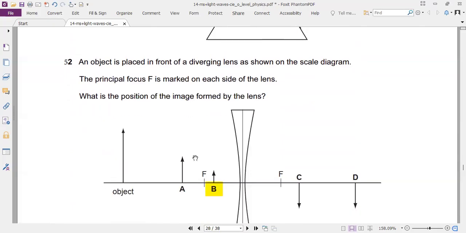So the position of the image for this object in front of a diverging lens will be this. Why? First of all, draw the line here, bringing back through F. The second line goes from the center, the optical center. The point of intersection of the two rays, two lines, will be your image spot, this here.